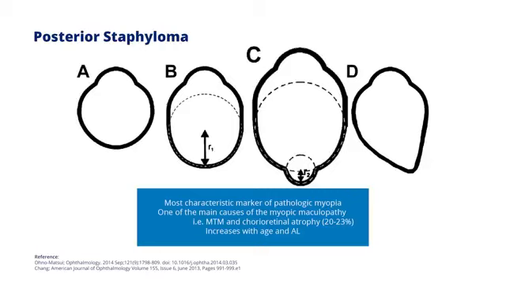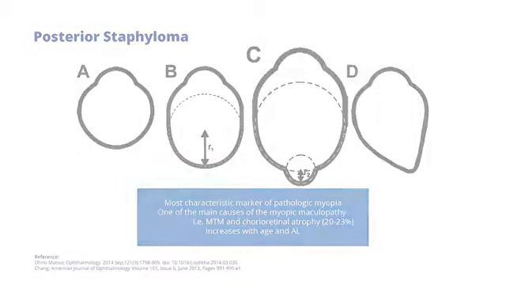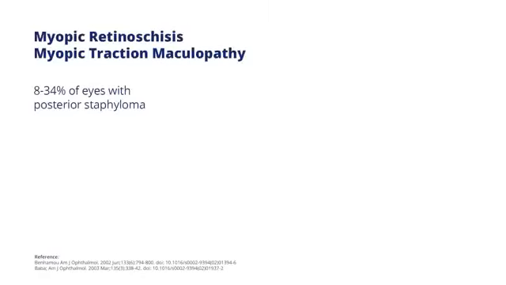And this is one of the most characteristic markers of pathologic myopia and causing myopic traction maculopathy, as well as underlying chorioretinal atrophy. This may not be seen when the patient is young, but it does increase in prevalence and incidence with age and with axial length. And so in 8 to 34% of eyes with posterior staphylomas, we will find myopic traction maculopathy.